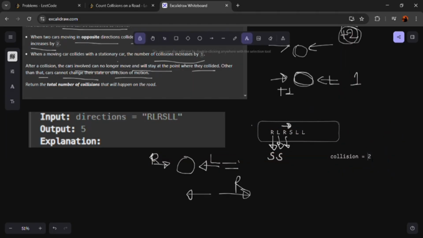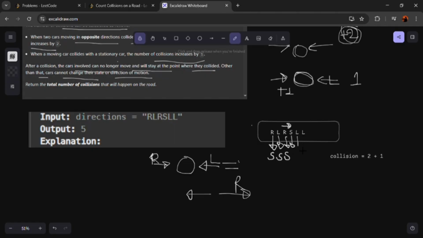Now the count will be 2 plus 1. Now this right car will collide with this stationary car. Now this right car will also be a stationary car, because it will collide with this stationary car.